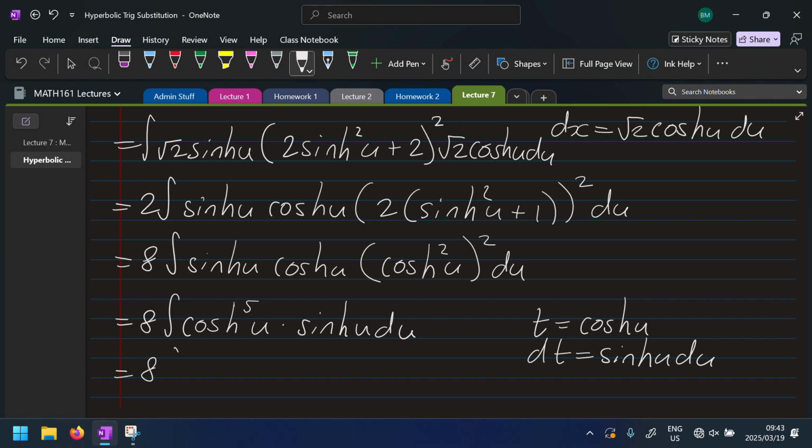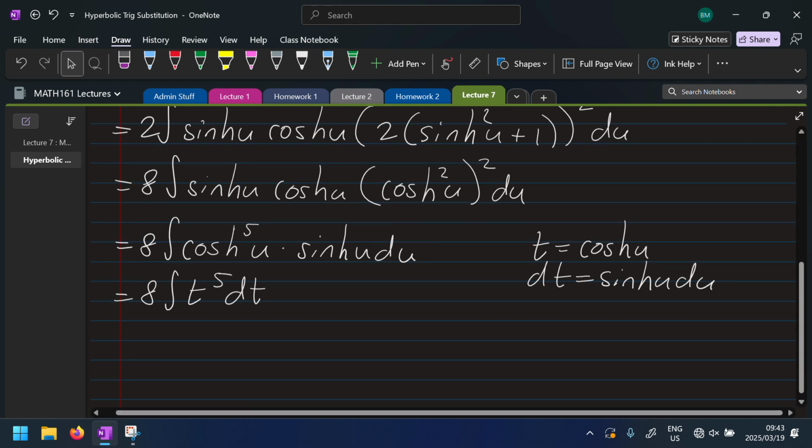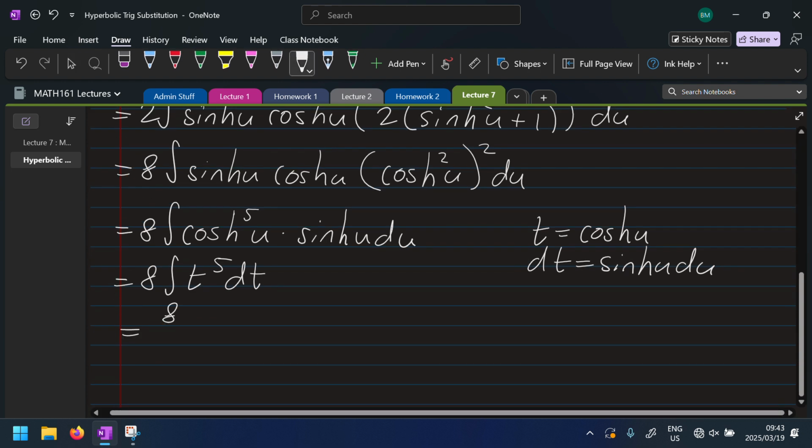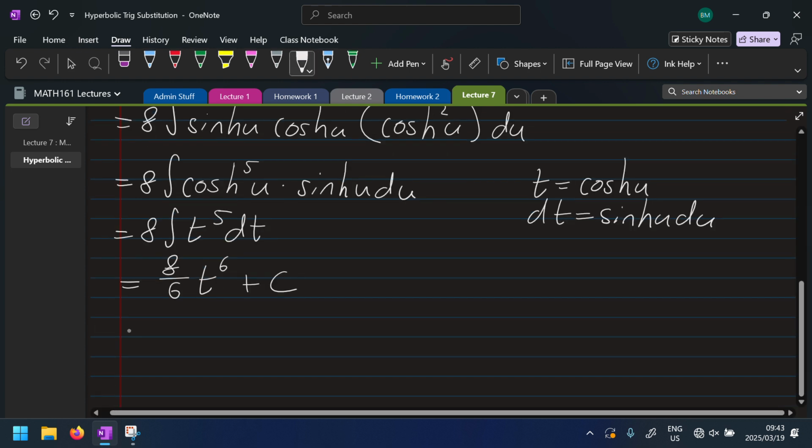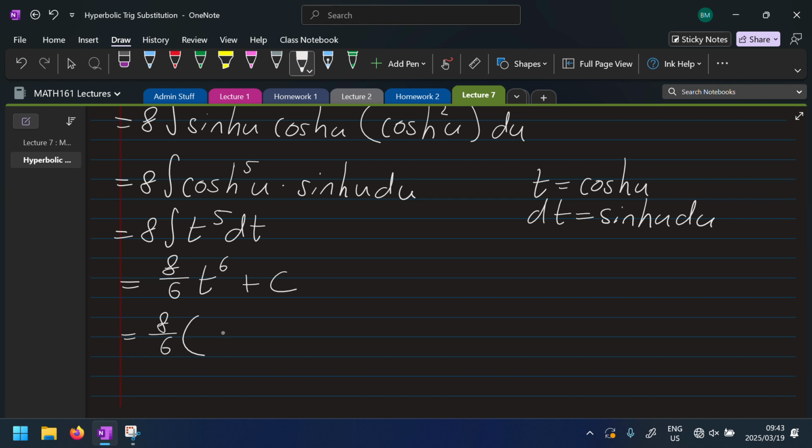So that's going to be 8 integral. Cos was t, so that's t to the 5 dt. That's the sine hyperbolic there. So this will be 8 over 6 t to the 6 plus c. t was cos hyperbolic u, so we can put that in: 8 over 6 cos hyperbolic u to the 6 plus c. So that's now taken care of.